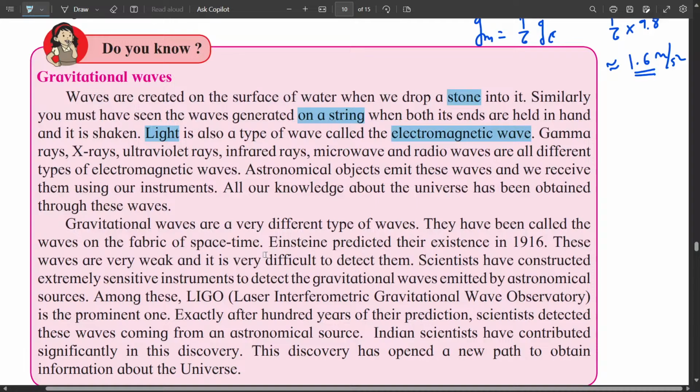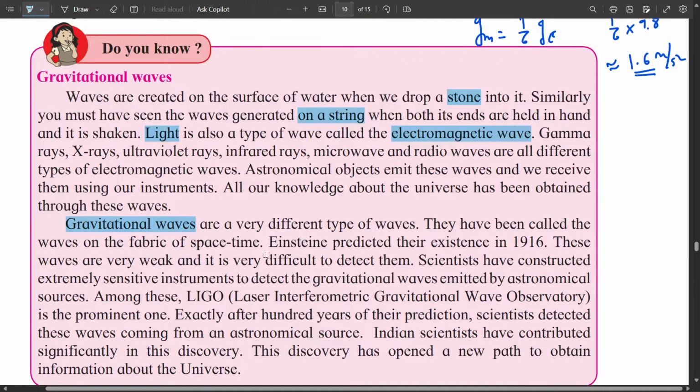Astronomical objects emit these waves and we receive them using our instruments. All our knowledge about the universe has been obtained through these waves. Gravitational waves are a very different kind of waves. They have been called the waves on the fabric of space-time. Einstein predicted their existence in 1916. These waves are very weak and it is very difficult to detect them.